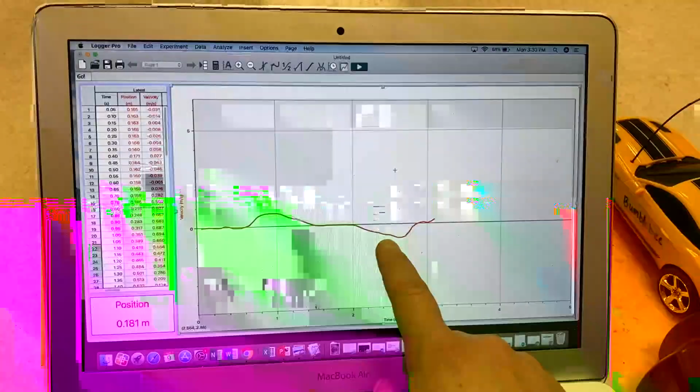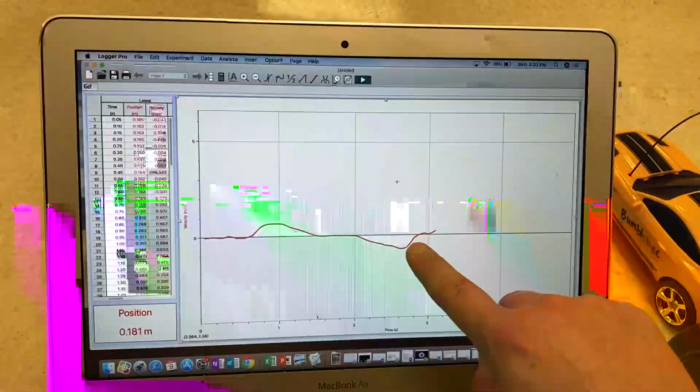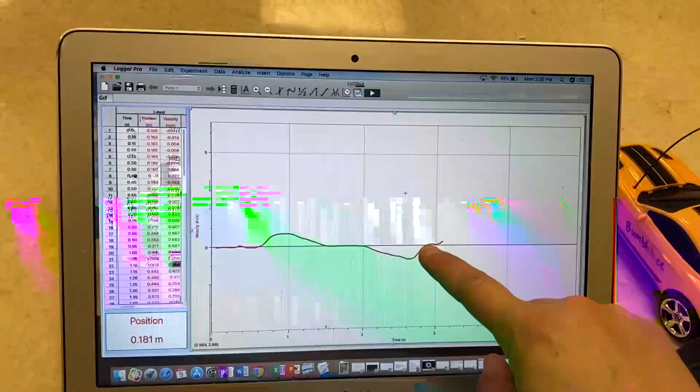So anytime you have a downward with velocity, it means that it's changed directions. And then at the end, it went back to stopping. Okay?